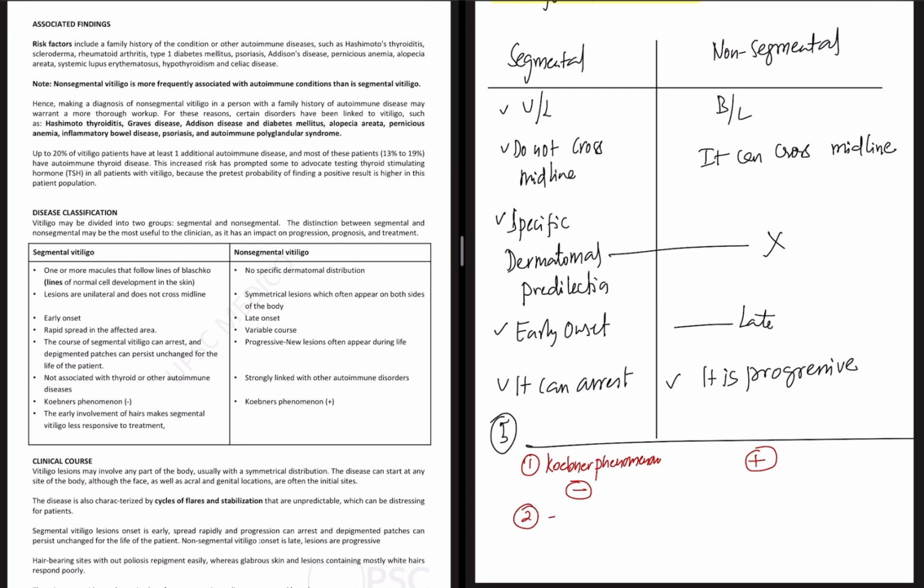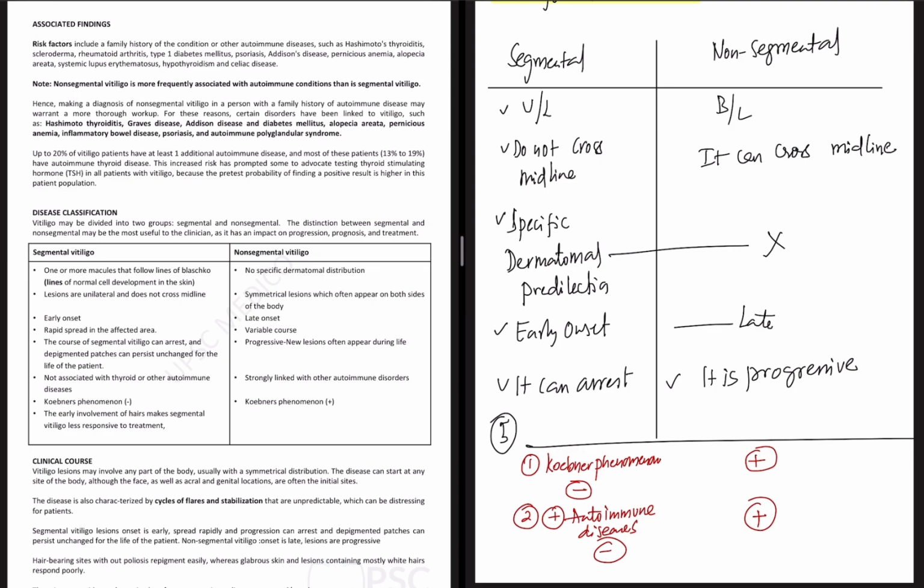Second thing is association with autoimmune diseases. Do you see any concurrent autoimmune disease in case of segmental vitiligo? No, but it is seen. That is, strong link to autoimmune diseases is characteristic of non-segmental vitiligo.